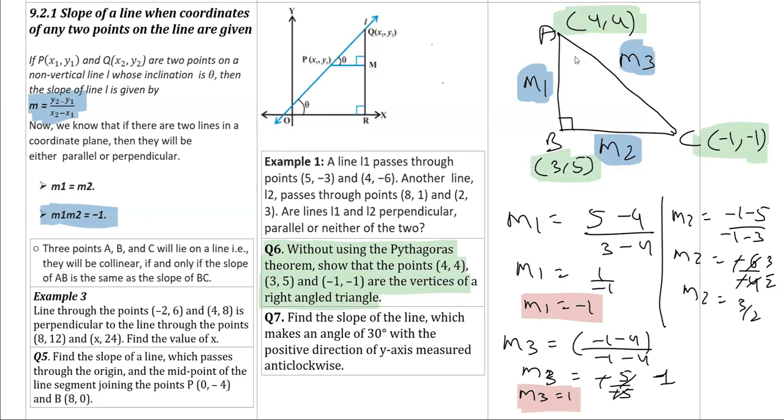So clearly, these are the slopes and we look at their product. Once again, we have M1 multiplied by M3. M1 is -1 and M3 is 1. So that is coming as -1. It means these lines are perpendicular. So M1 and M3 are perpendicular.